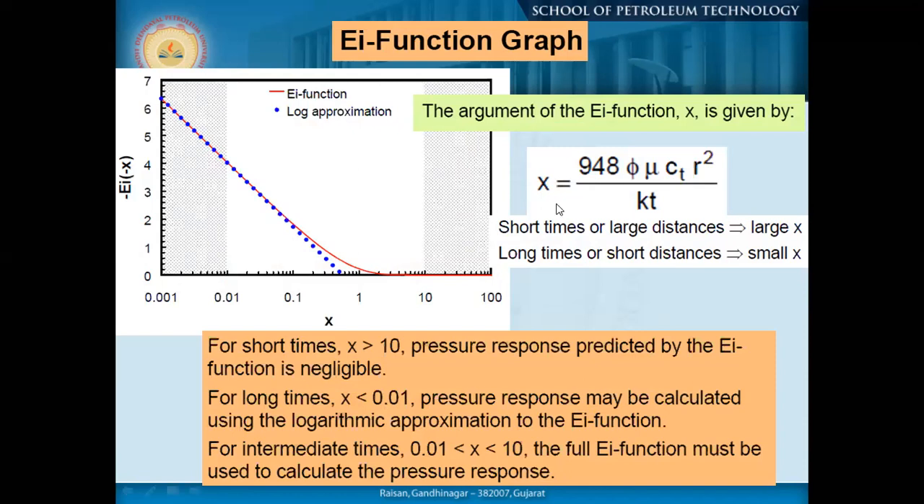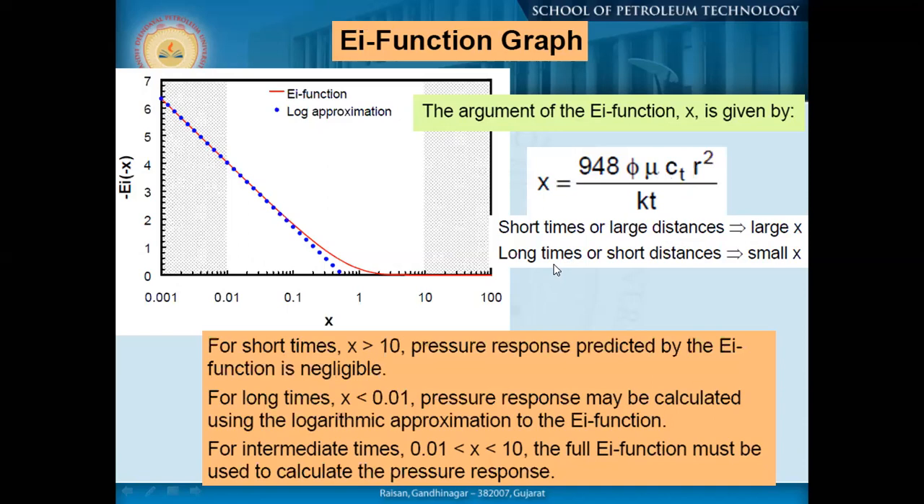Okay, so if you see here, the x is related to our r square and t. So just short time or large distance. Short time means your t is small. If r is large, then x is large. You can easily understand: short time where t is very small, whereas r is very large, that gives you the large x.